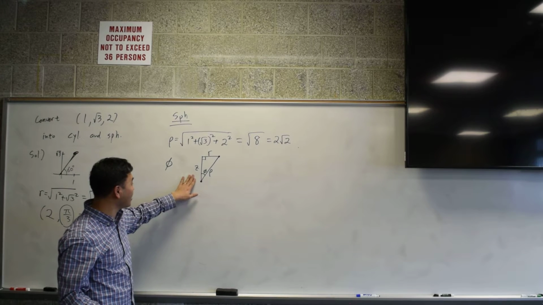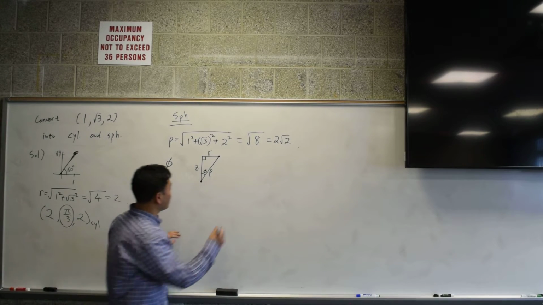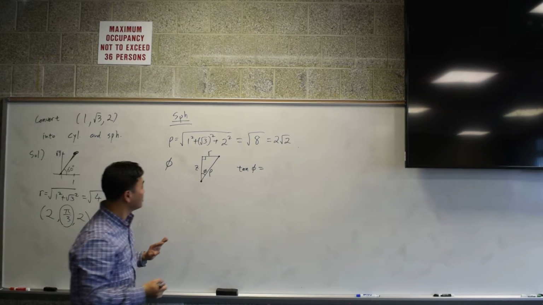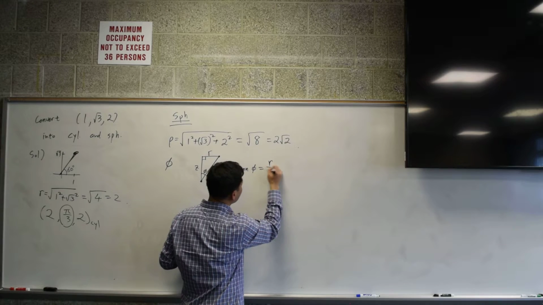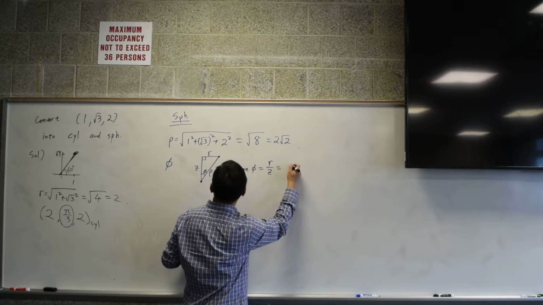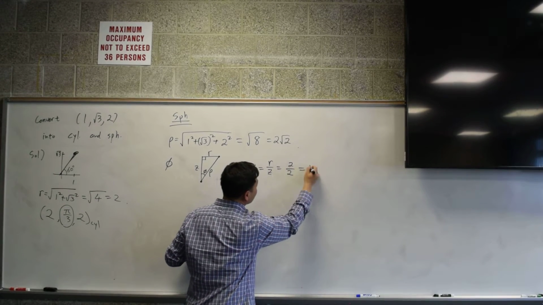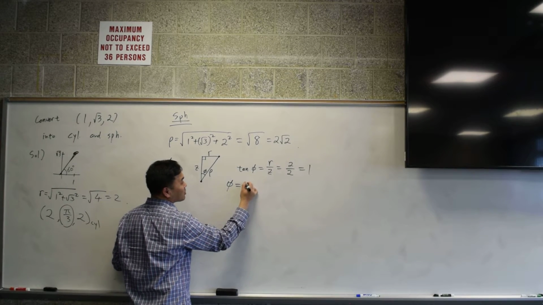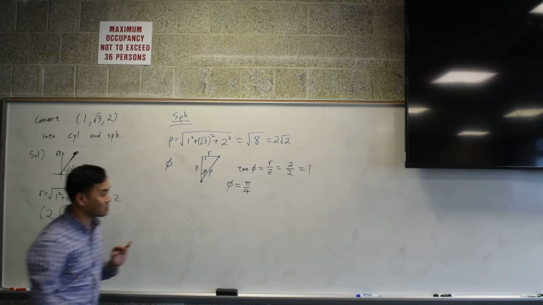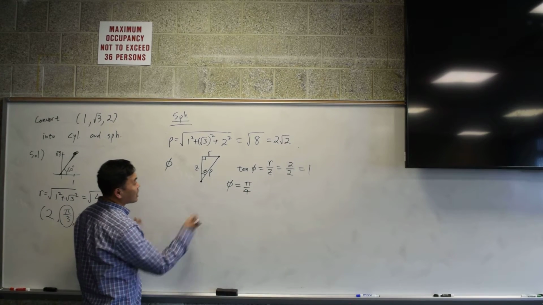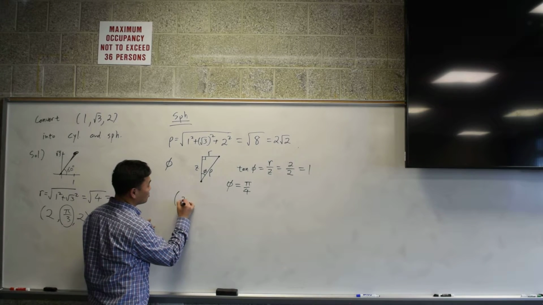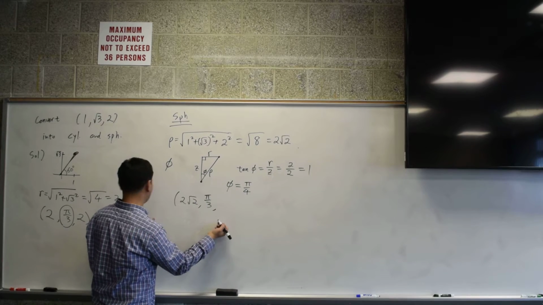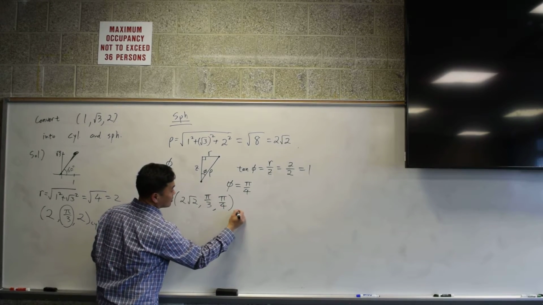Okay, I have this, and I see that tangent of phi is r over z, which is 2 over 2. So it's 1. So phi must be pi over 4. It must be 45 degrees. So now we have the answer that in spherical it must be (2 radical 2, pi over 3, pi over 4).